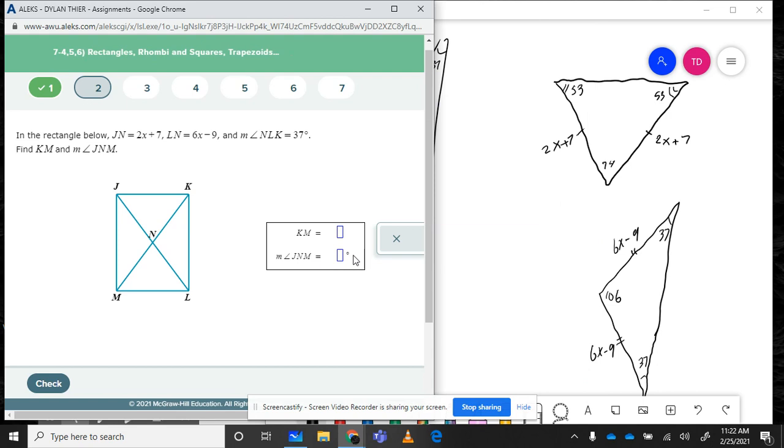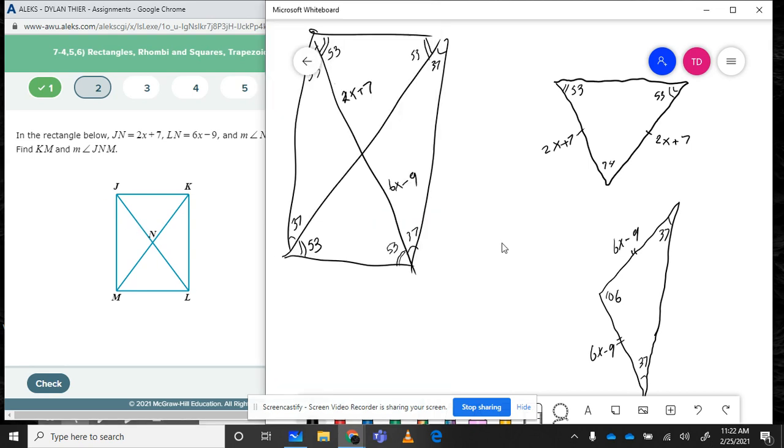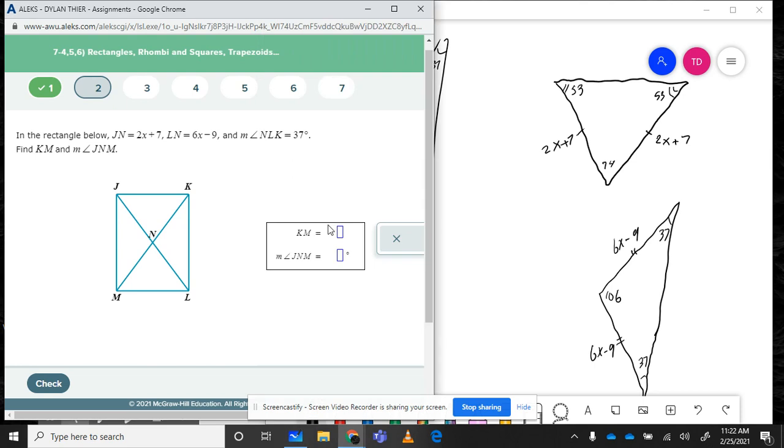Okay, so they want km. They want from here to here. Well, that should be the same exact length as this length. This length was 2x plus 7 and 6x minus 9, so that's 8 x's right there, and minus 2 overall. If we have minus 9 plus 7, it would be minus 2 overall. So I would call that 8x minus 2.